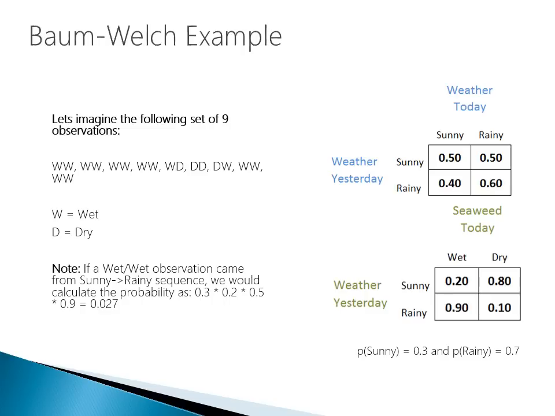I can use these two matrices in these initial configurations, and I can actually calculate what these probabilities are. So for an example, if I have a wet observation coming from a sunny to rainy sequence, we would actually calculate the probability as follows. So take 0.3 times 0.2 times 0.5 times 0.9, which equals 0.027.